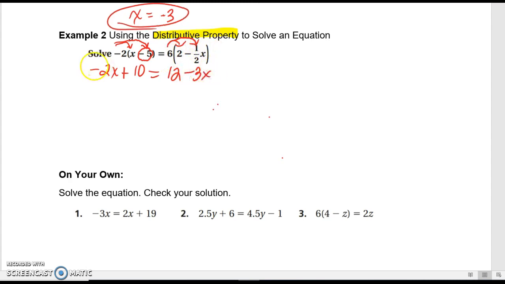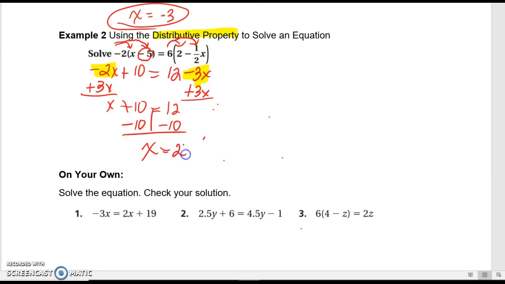Okay, so find your variable terms. They're here and here. And you want to collect them on one side. And it really doesn't matter which side that you choose. Okay, so looking at my terms, I'm going to choose to add 3x to both sides. That way I know that I'll get a positive value of x. Some people also like the variable term to be on the left-hand side. So negative 2x plus 3x is x. We're going to drop down our plus 10. We still have 12 on the right. So as you can see, we now have a pretty simple one-step equation, so we're just going to subtract 10 on both sides.